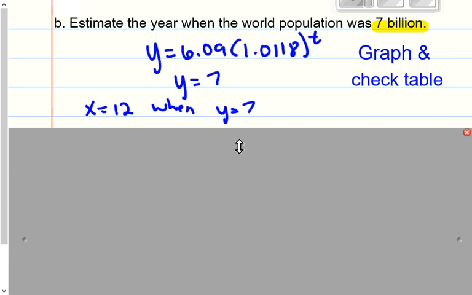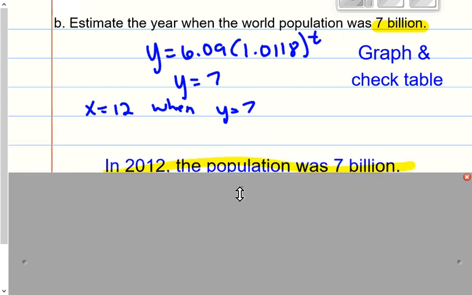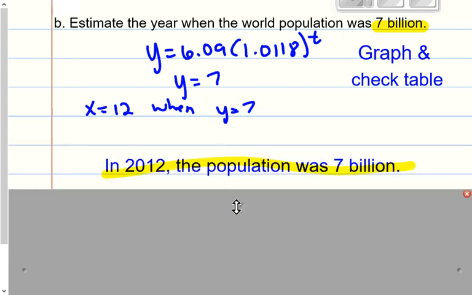12 years since 2000, 2012. So in 2012, the population was 7 billion. All you're doing there is graphing that and checking the table. Check to see when Y is approximately 7. So it'll be X is 12.